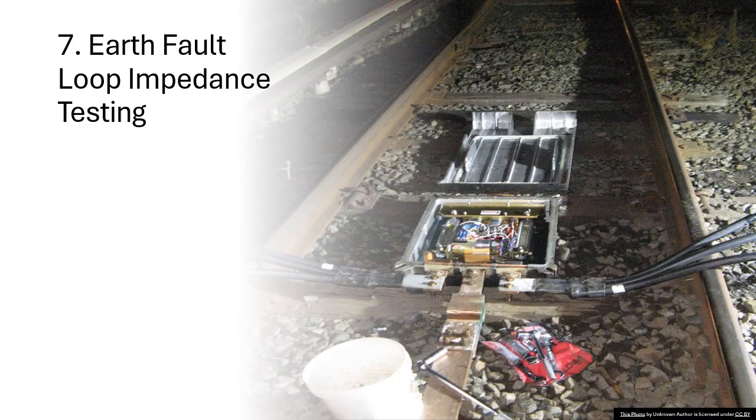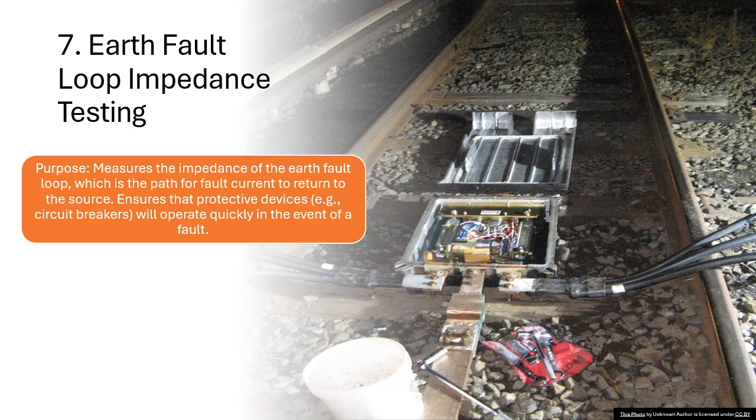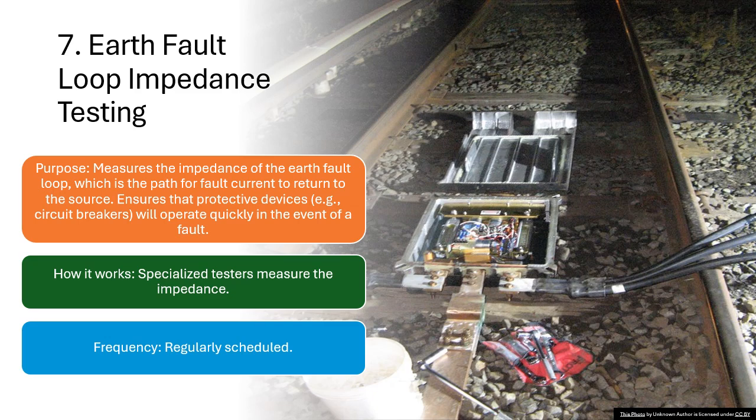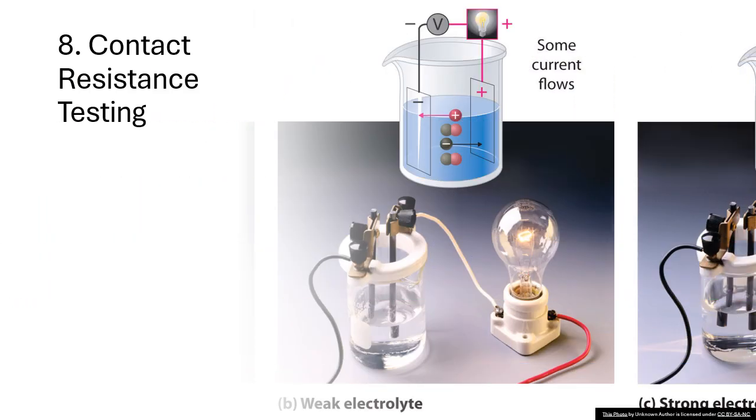7. Earth fault loop impedance testing. Purpose: measures the impedance of the earth fault loop, which is the path for fault current to return to the source. Ensures that protective devices, e.g., circuit breakers, will operate quickly in the event of a fault. How it works: specialized testers measure the impedance. Frequency: regularly scheduled.